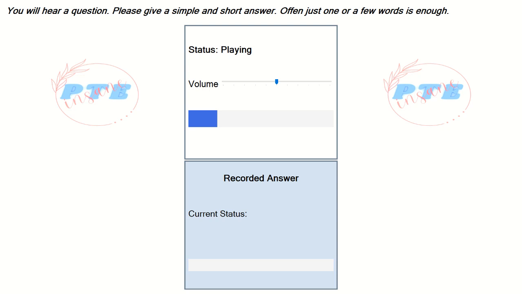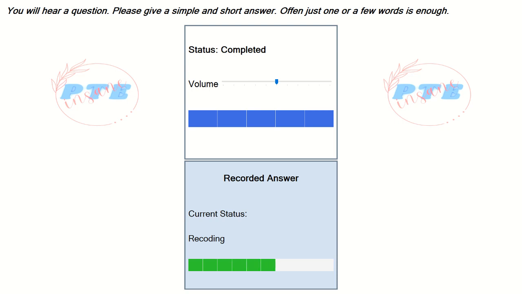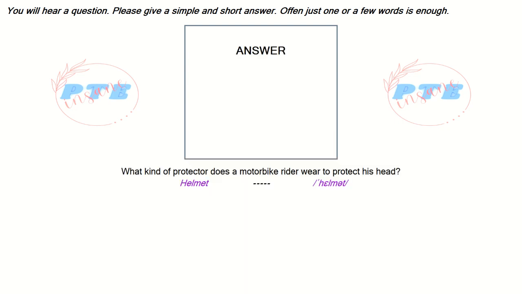What kind of protector does a motorbike rider wear to protect his head? Helmet.